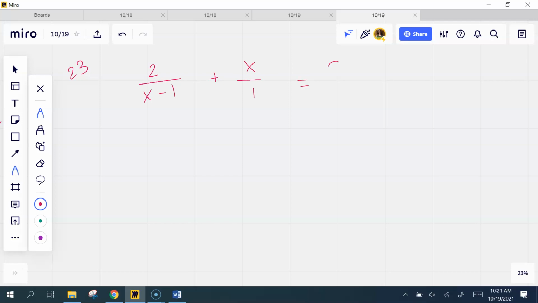I'm going to go ahead and put these over 1. What's your LCD here? x minus 1. Because I take the first denominator, which is x minus 1, right? And then I include any pieces from the other denominators that are lacking, but they're just 1, so I don't need anything else there.